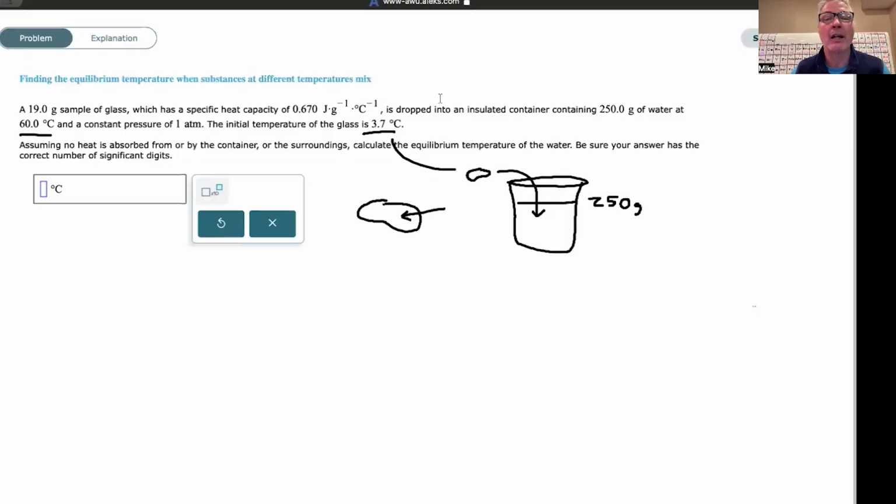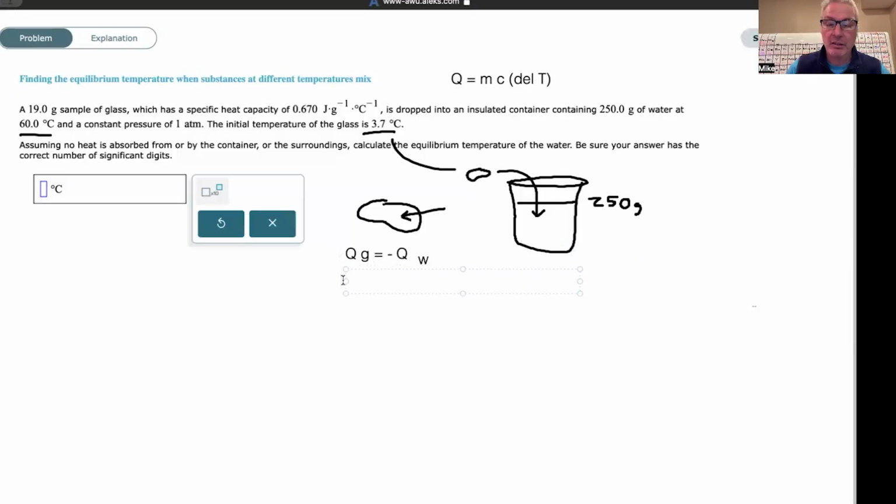If you give me a heat capacity, my weapon to swing is Q equals MC delta T. Whenever you see the words specific heat capacity or just heat, you might want to whip that thing out. Then we're going to assume no heat is lost to the surroundings. So we're going to say Q glass is equal to negative Q water, or vice versa. You can do either one.